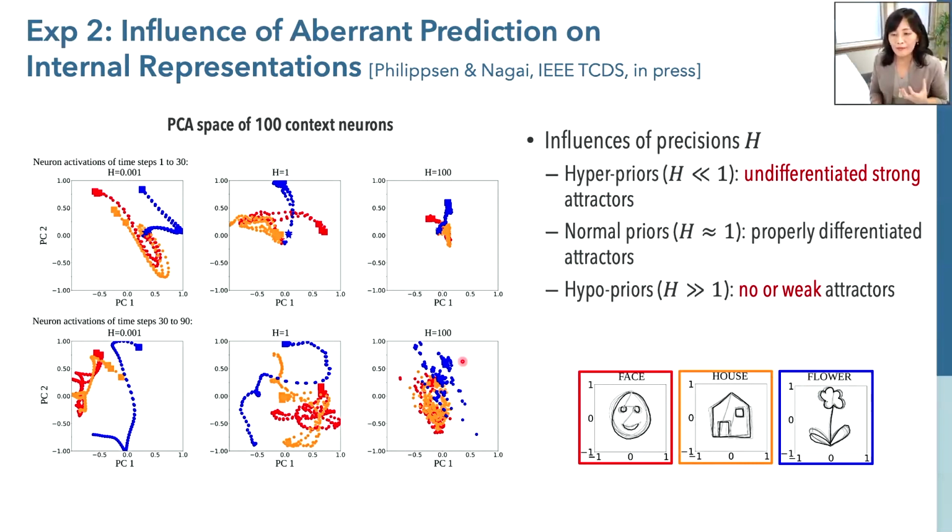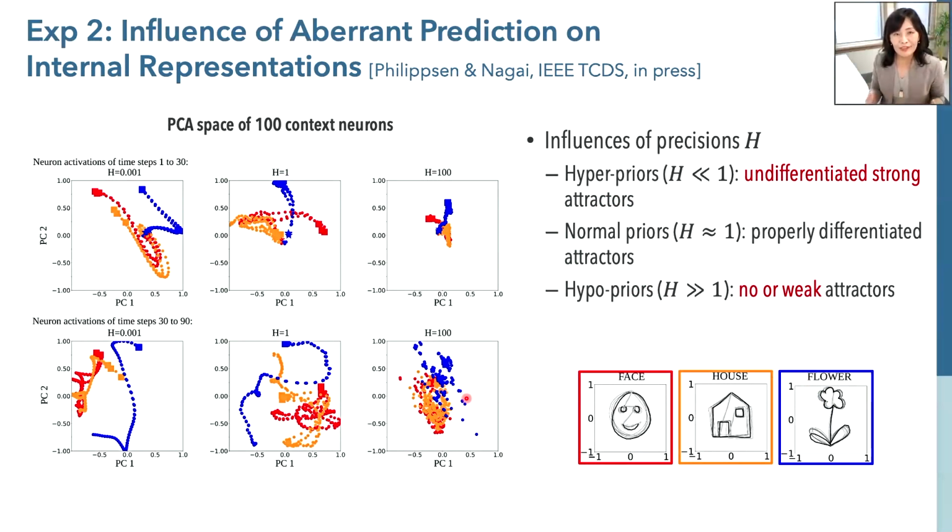And then if you go to the hypo-prior network, you can see quite a different immaturity in the drawing behavior. We could not observe any attractors here, suggesting how difficult it is for this network to produce the missing parts, which resulted in scribbling behavior. Okay, so this is our first computational modeling experiment.